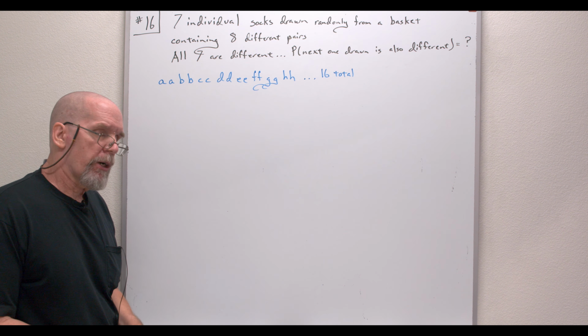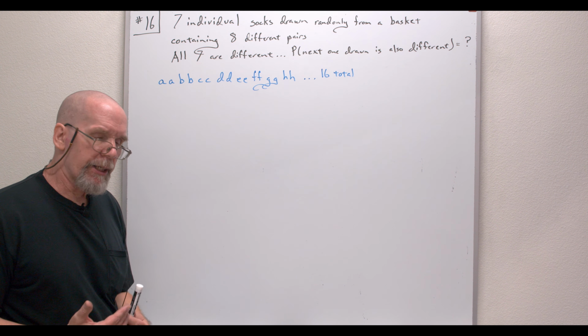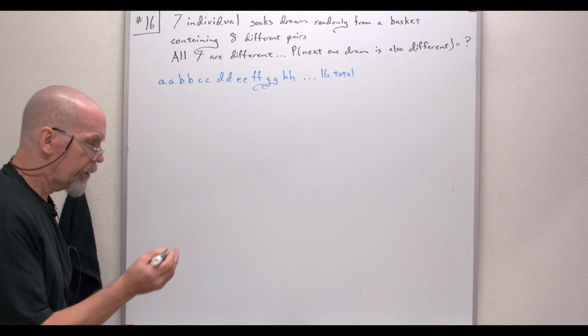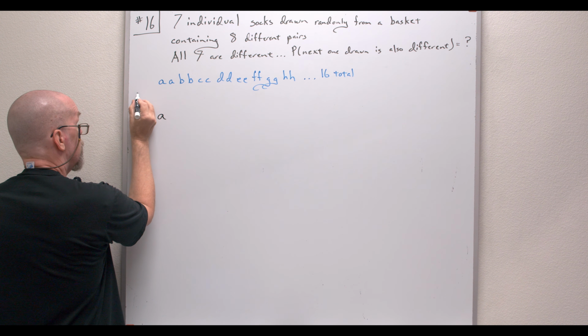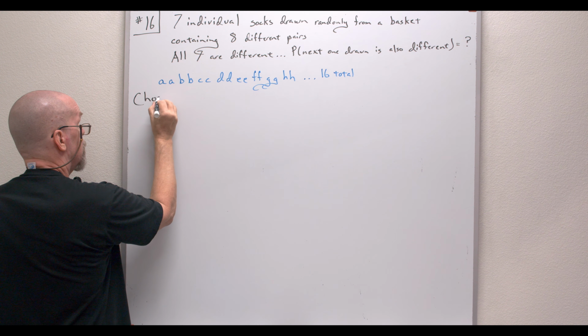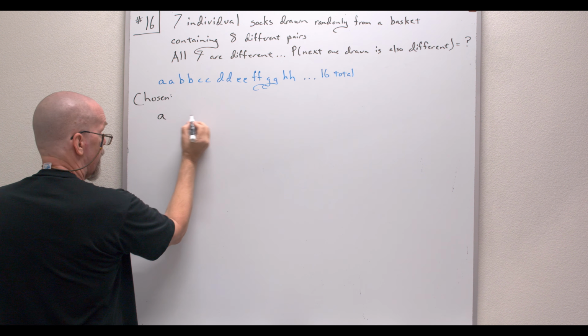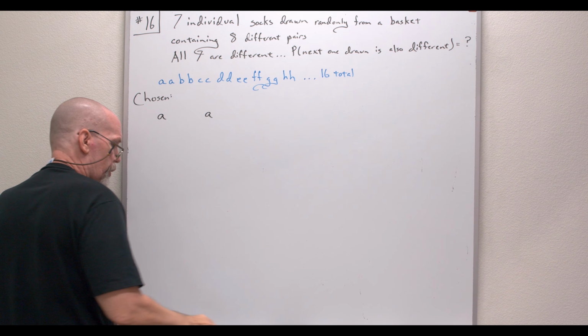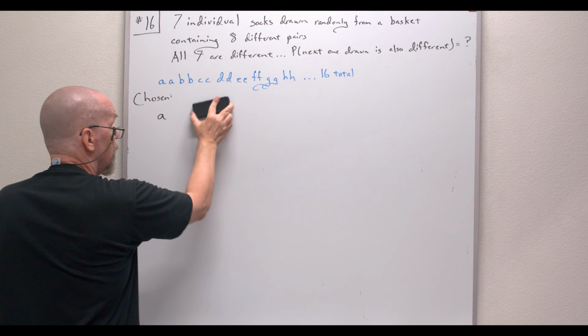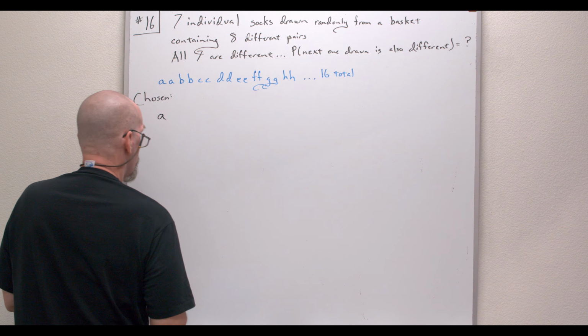We reach in, we draw out 7 socks, and they are all different. So if I have a sock A in the ones that I've drawn, then I can't select a sock A later on. It's got to be all different. So I'm just going to say the socks that we select are socks A through G, one of each.